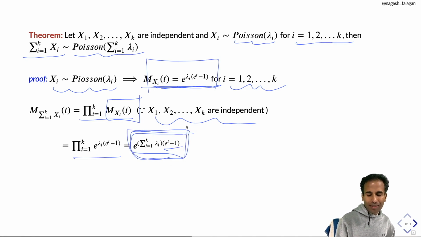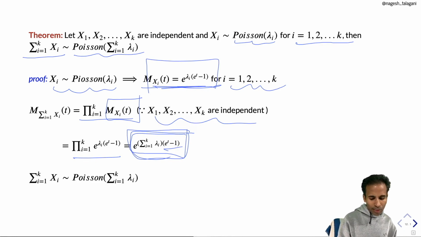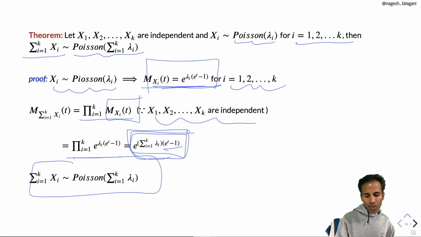This can be recognized as the MGF of a Poisson distribution with the parameter summation lambda i from i equal to 1 to k. Okay, so we can say that the summation Xi from i equal to 1 to k follows a Poisson distribution with the parameter summation lambda i from i equal to 1 to k. That means this theorem says that the sum of independent Poisson random variables is again a Poisson random variable. Okay, fine.